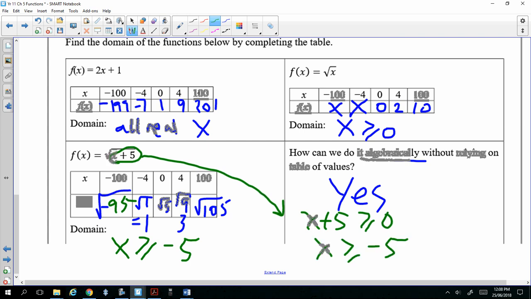Any question? So to find out the domain of this, just take out whatever's inside the square root, write x plus 5 by itself, greater than or equal to 0, and solve for x. Does that make sense? All right, let's move on to the next one.